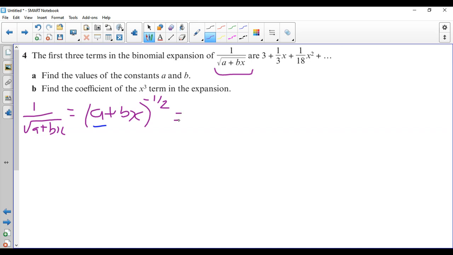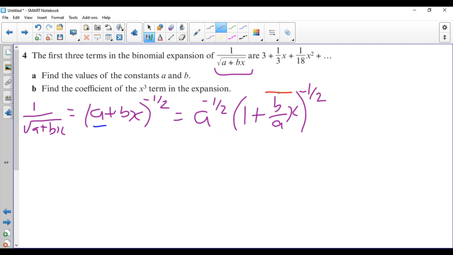Probably isn't. So I'm going to factorize the a out to leave 1 plus b over a x to the, oh, lost a minus a half. Well done to anyone who spotted that. Okay, so I've got that and it's ready to expand. Everywhere I see x, I'm going to put b over a x, and n is minus a half. And this is a reasonably nice problem-solving exam style question.